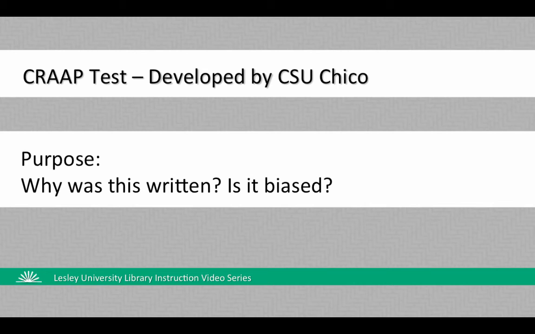Purpose. Lastly, you'll want to evaluate your source's purpose. Purpose is why the source exists. This is where you'll want to assess your source for bias. A good source will be as objective as possible and certainly won't try to sell you anything. The author or authors of the source should be clear about their intentions. Any source designed to mislead the reader should be avoided.